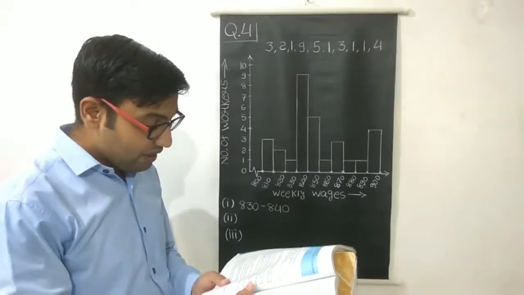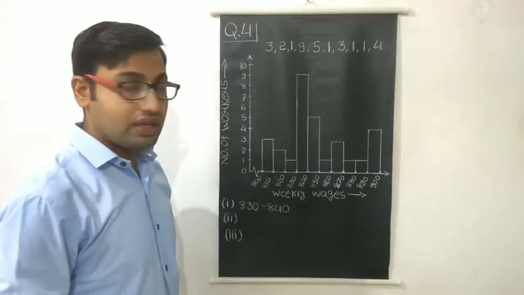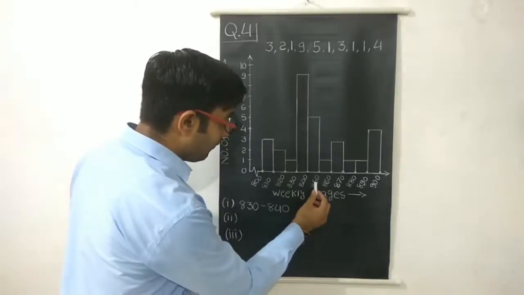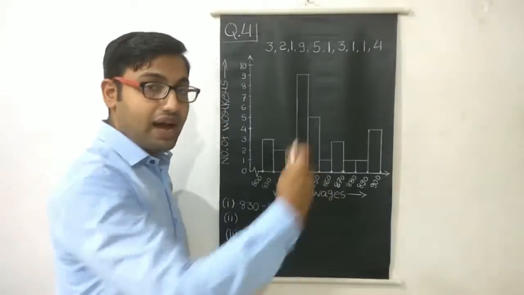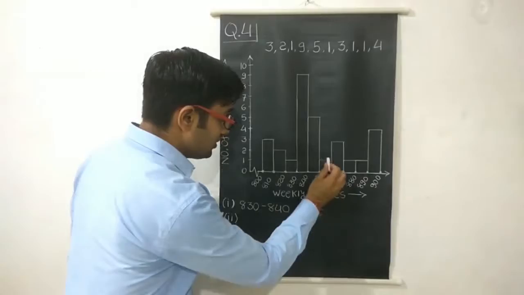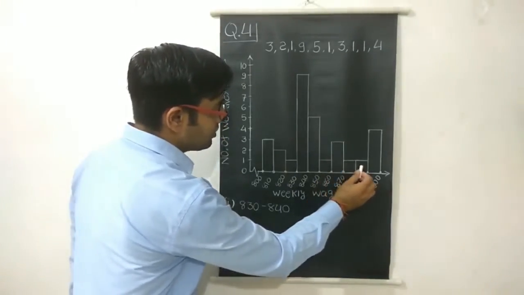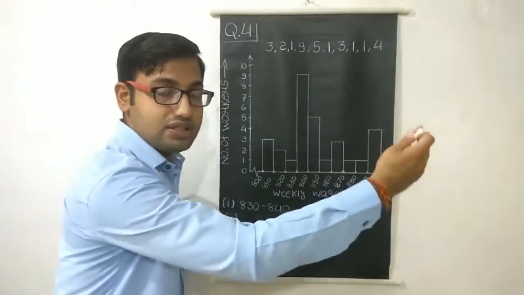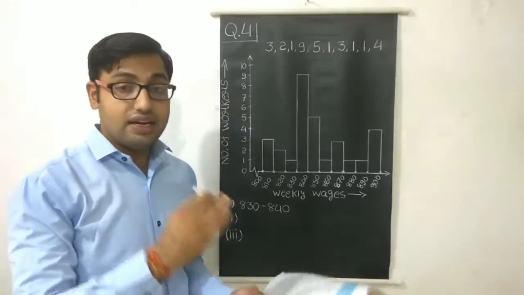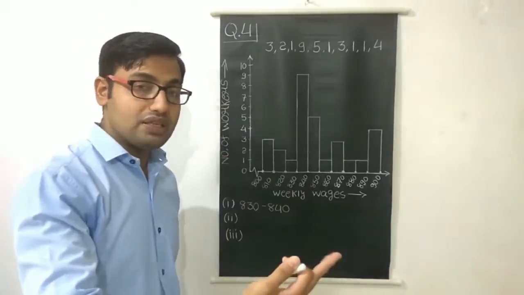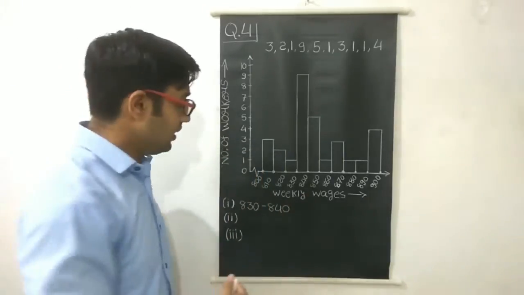Second question is, how many workers earn rupees 850 and more? 850 and more. So where does the 850 end? Here. From here, the weekly wages will be higher than 850. So this value is 1, this value is 3, this value is 1, this value is 1, and this is 4. So we have to add all this data, because in the question it is said, how many workers earn 850 and more. More means after 850, whatever data we have, we have to put together, right?